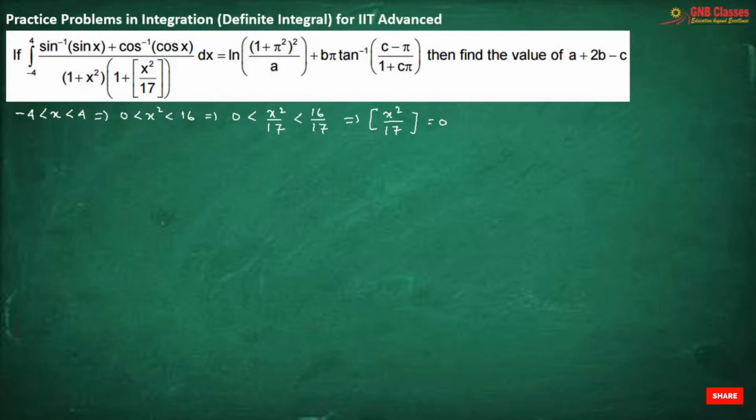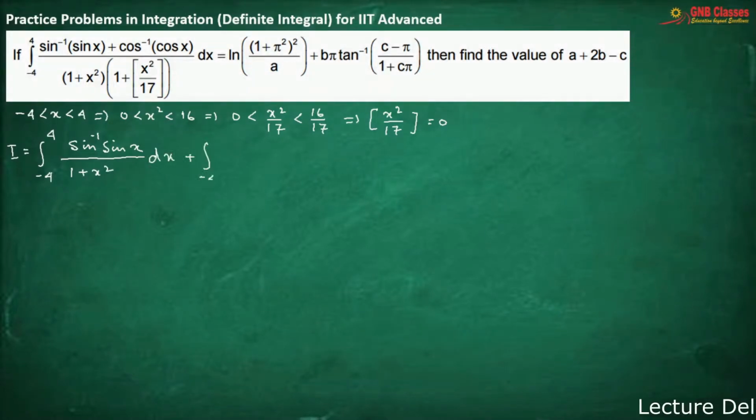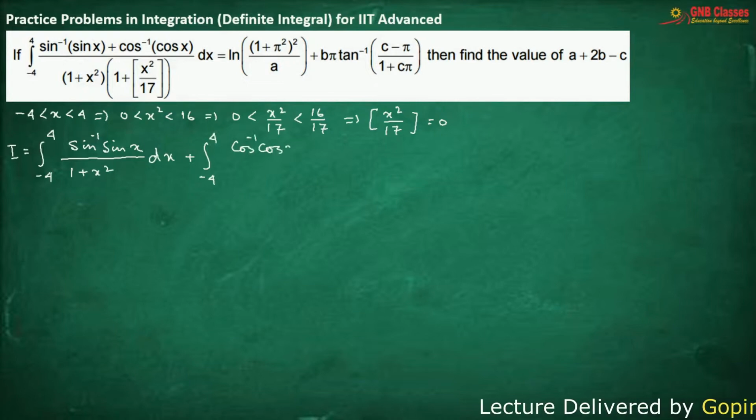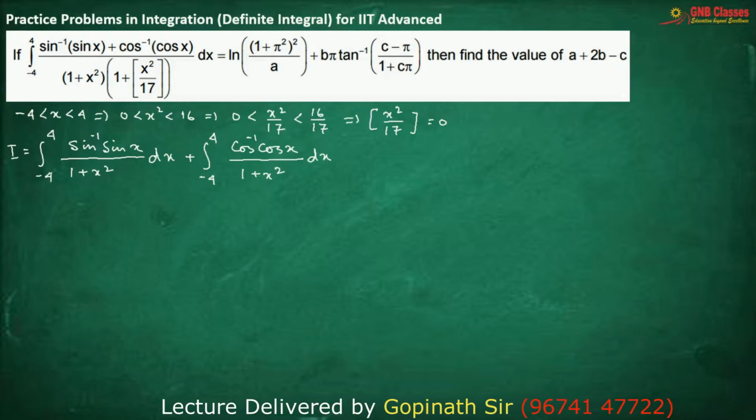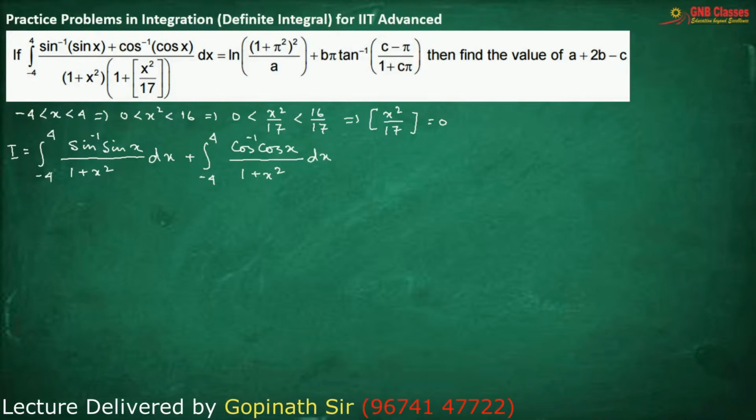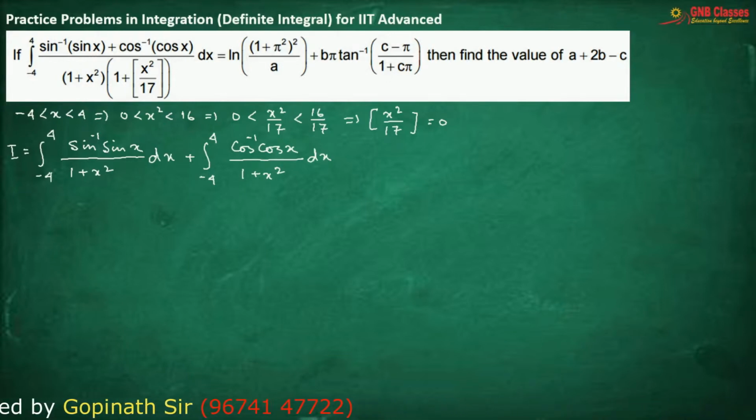Therefore, the integration reduces to the integral from -4 to 4 of sin⁻¹(sin x)/(1 + x²) dx, and I am separating also, the integral from -4 to 4 of cos⁻¹(cos x)/(1 + x²) dx. Now actually why did it happen? Because the greatest integer of x²/17 equals 0. So 1 plus that is basically 1, right? Therefore the denominator reduces to 1 + x² only.